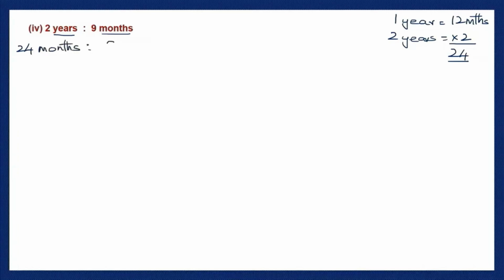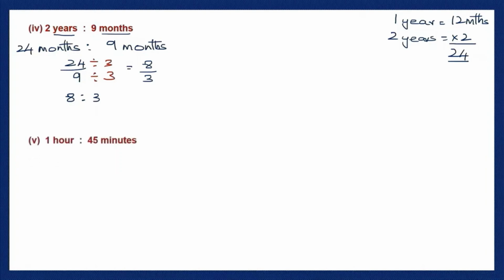is to 9 months. So now let's write it as a fraction, 24 by 9. Now I'm going to divide both by 3. It's a common factor, so we'll divide both by 3. 3 eights are 24 and 3 threes are 9. So my fraction is 8 by 3, which cannot be reduced. So my ratio is 8:3.